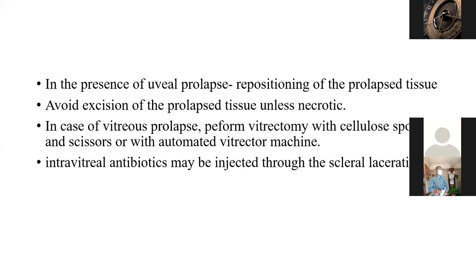In the presence of uveal prolapse, if it is not very badly damaged, you can reposition the prolapsed iris tissue. Avoid the excision of the prolapsed tissue unless it is necrotic. In the case of vitreous prolapse, perform vitrectomy with cellular sponges and scissors or with the vitrector machine. Antibiotics may be injected through the scleral laceration.